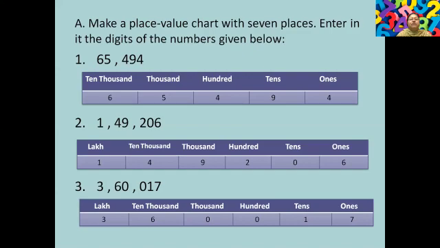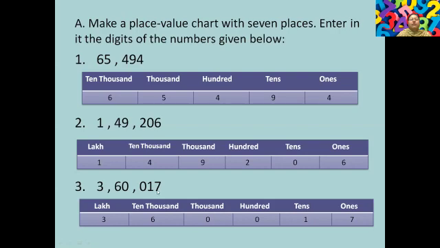Now this is the first question of the exercise. The first question is, make a place value chart with 7 places. Enter in it the digits of the numbers given below. Now what happens is you have to write down ones, tens, hundreds, 1,000, 10,000. In this question, you just have to write down the numbers. You will write down the numbers from the right side. 4, 9, 4, 5, 6. Here again from the right side, 602, 94 and 1.